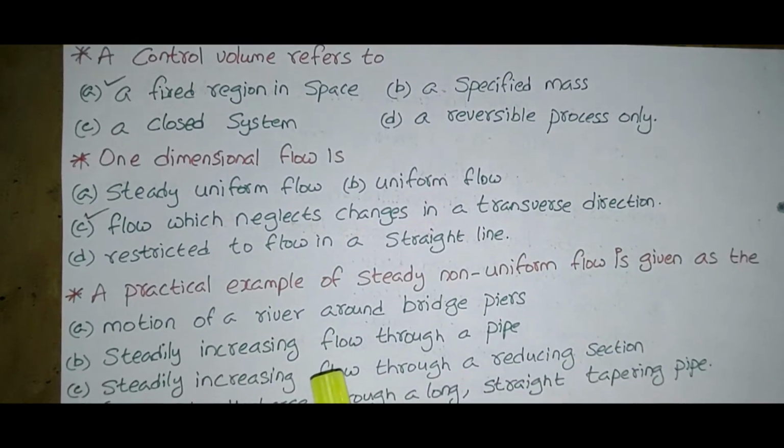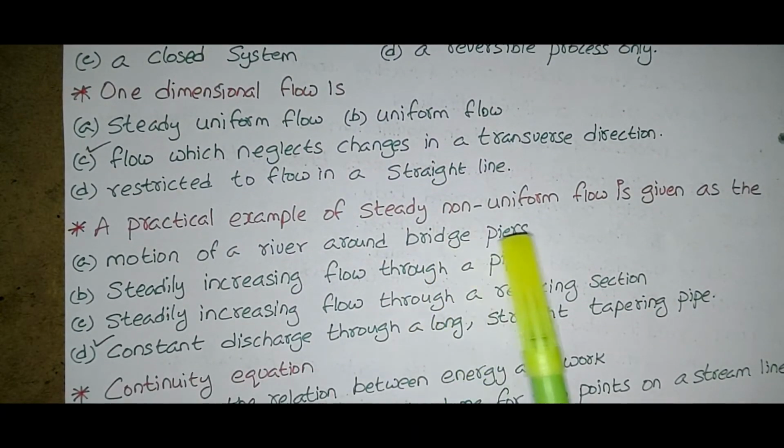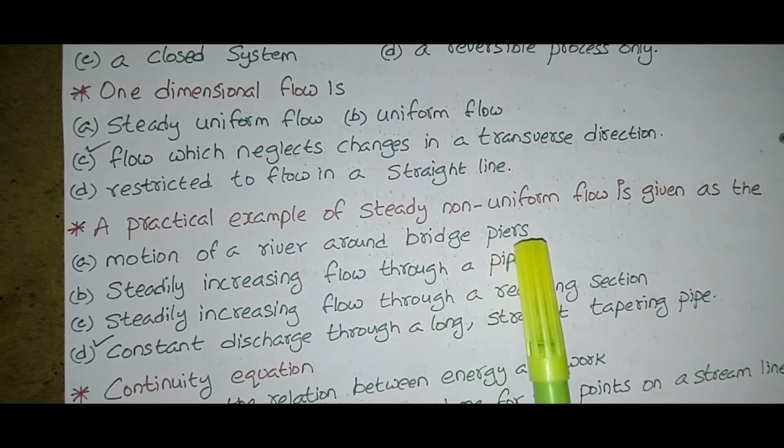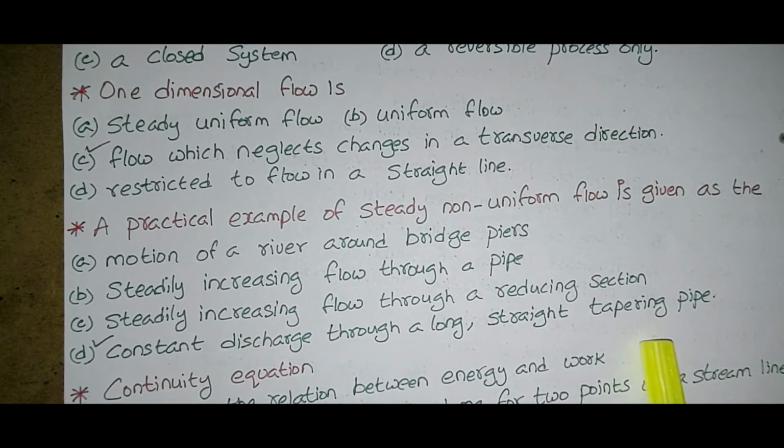A practical example of steady non-uniform flow is given as motion of a river around bridge piers, steadily increasing flow through a pipe, steadily increasing flow through a reducing section, constant discharge through a long straight tapering pipe. A practical example of steady non-uniform flow is given as constant discharge through a long straight tapering pipe.